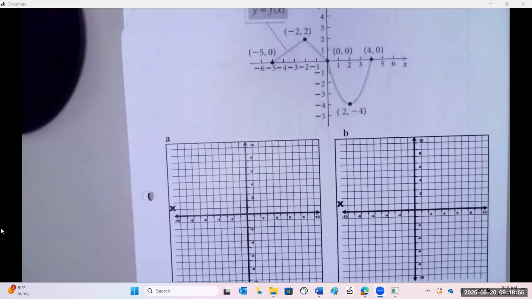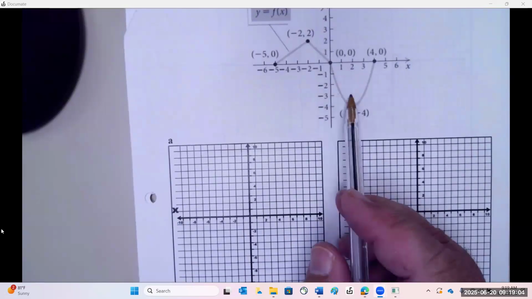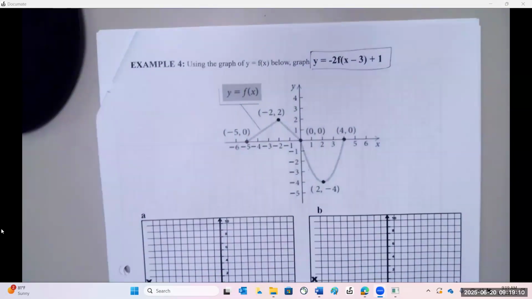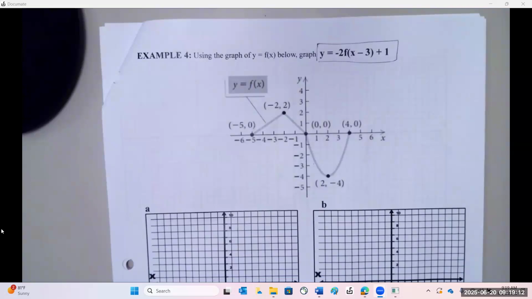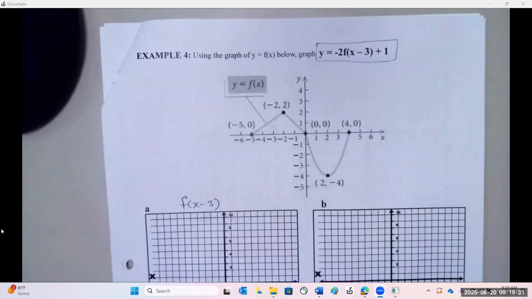Everything starts off at 0, 0 and builds from there. It's the same graph that we just had, but now I want to transform it into this equation. So what's the first shift that we have there? Where do you always start? Look at your notes from yesterday. Everything starts from the horizontal shift. What does that tell me to do?